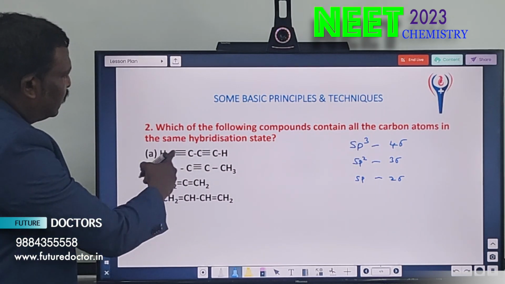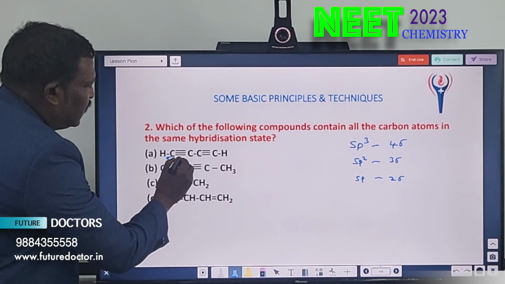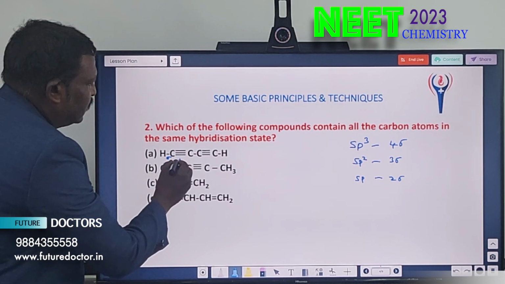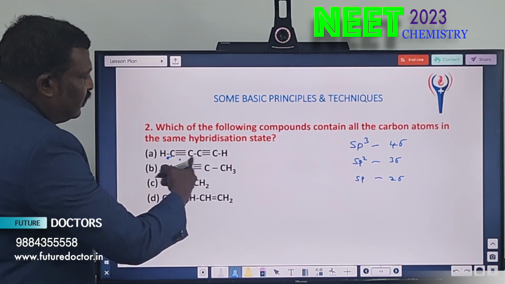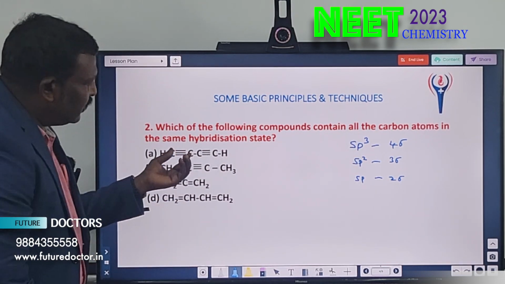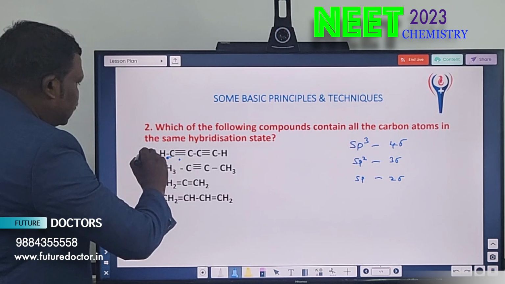So if you take this one, this side sigma bond, here also sigma bond. So this is sp, 2 sigma bonds. Here also 2 sigma bonds, here also 2 sigma. So all these carbons have sp hybridization. So this is the correct one.